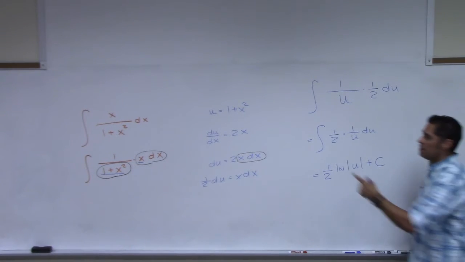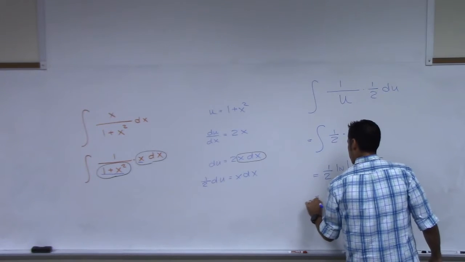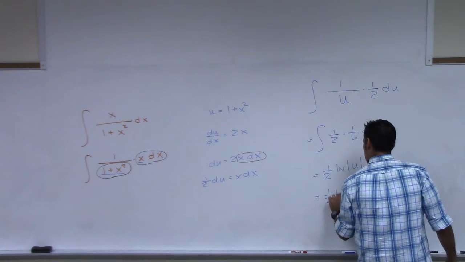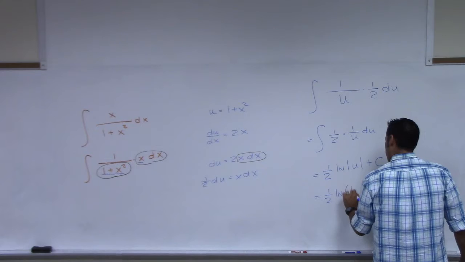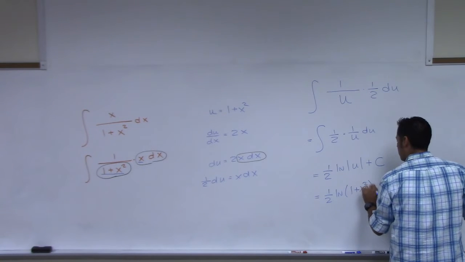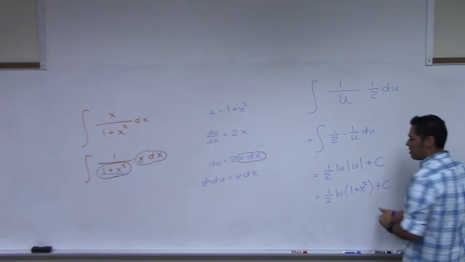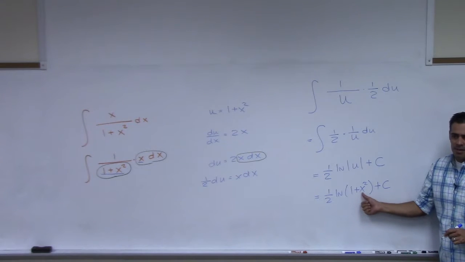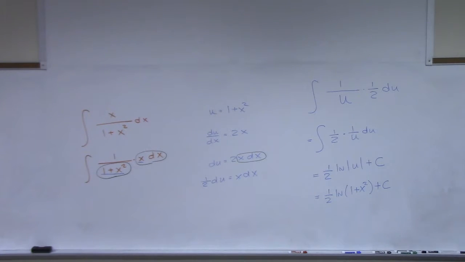Now, what is u? U is this, right? U is this. So you get 1/2 natural log of 1 plus x squared. Now, I definitely don't need the absolute value, and that's because 1 plus x squared is never going to be negative. That's our answer.